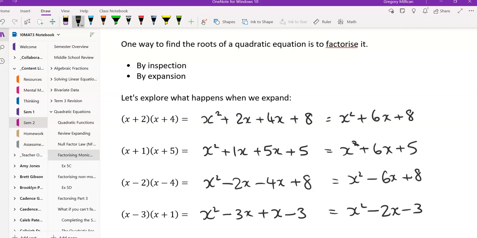So let's look at the very first equation. x plus 2, x plus 4, and I've got x squared plus 6x plus 8. Can you see any relationships between what we're trying to achieve, the 2 and the 4, really, and the final equation? Keep going. What are factors? Be more specific for me, Carlos.